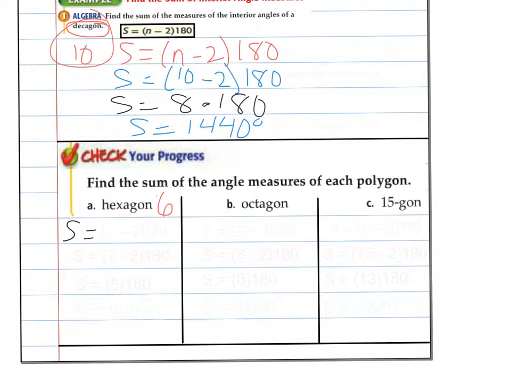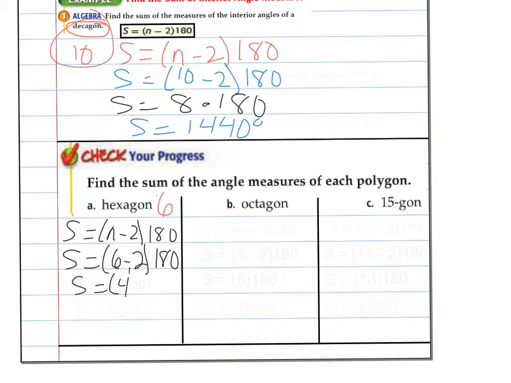So we need to write down our formula first to make sure we plug everything in correctly. So our sum is our 6-sided minus 2 to find the number of triangles. So our sum is 4 times 180. So the sum of our angles is 720 degrees for a hexagon.